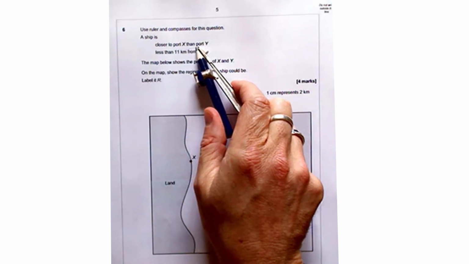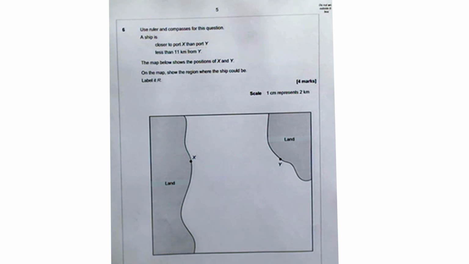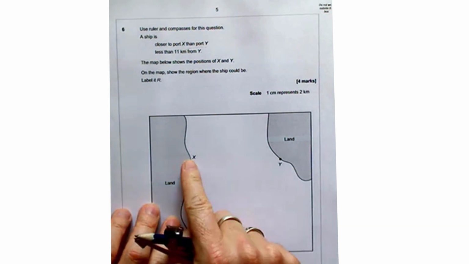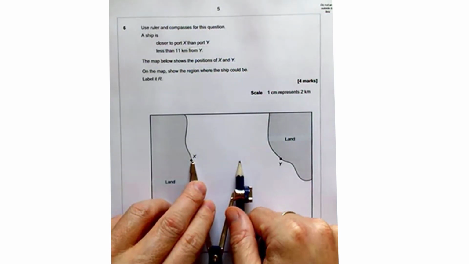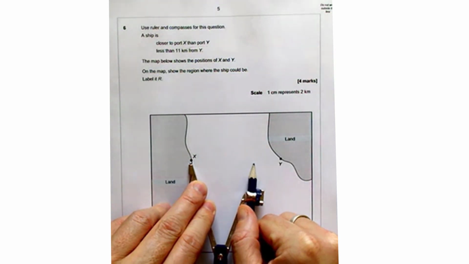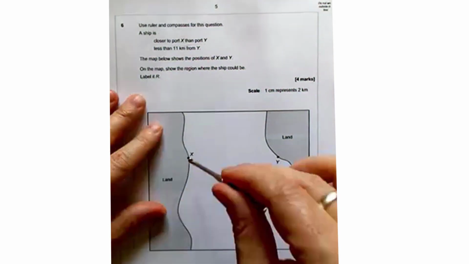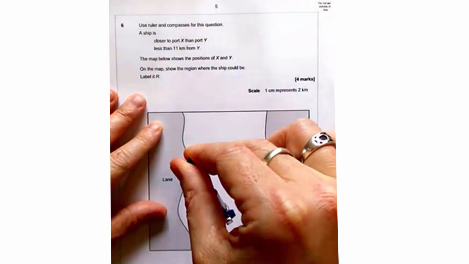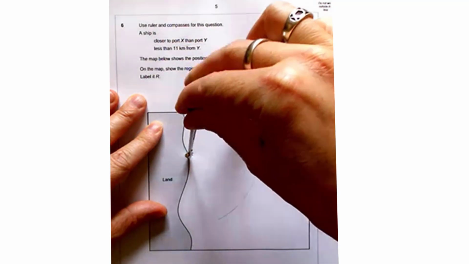Okay, so we're going to have to form a loci of points for the closer to port X than port Y. Now, the points that are equidistant are going to be the perpendicular bisector of the line XY. So to form a perpendicular bisector, we set our compasses to more than half of the distance between the 2 points, and we draw an arc from X and an arc from Y.